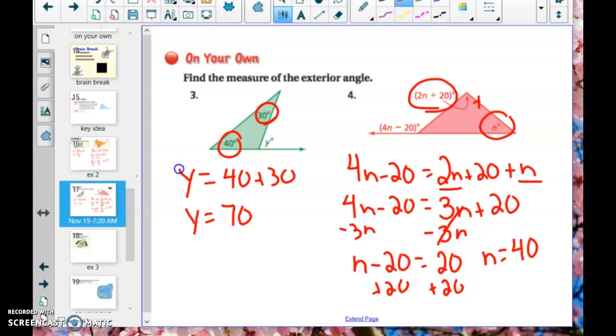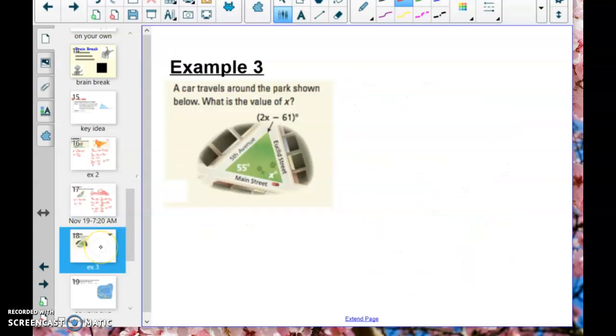Well, then I can use that to solve for this exterior angle, so 4 times 40 minus 20. Well, 4 times 40 minus 20 is going to mean that that exterior angle right there is 140 degrees.